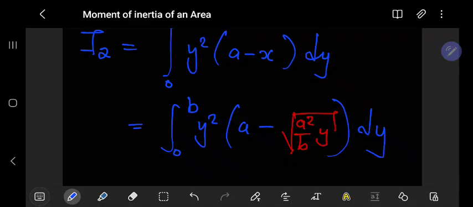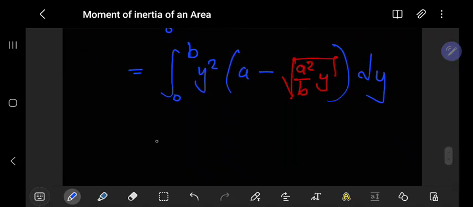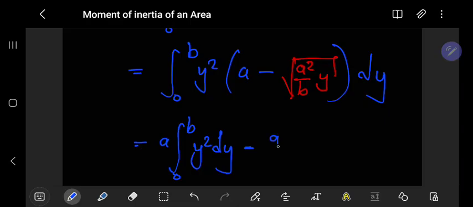And then we have dy. So we now just have to simplify this, distribute the integral. So we get a here from 0 to b, then y squared dy, then minus. So I'll split this root so that the constants can come out of the integral sign. The root of a squared will just be a. The root of b squared will remain the root of b squared.